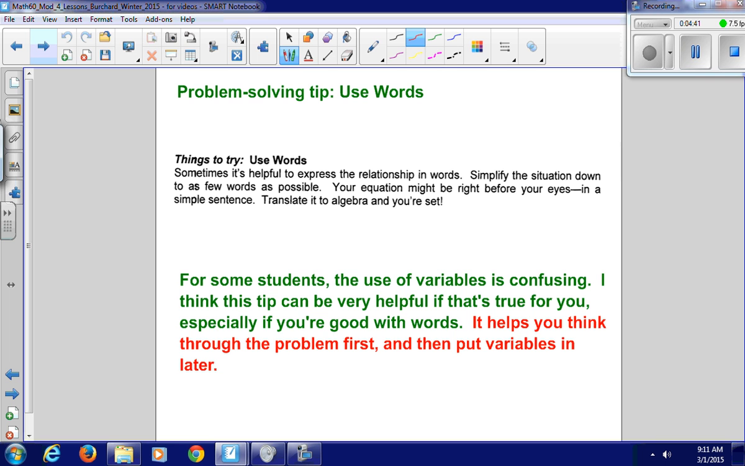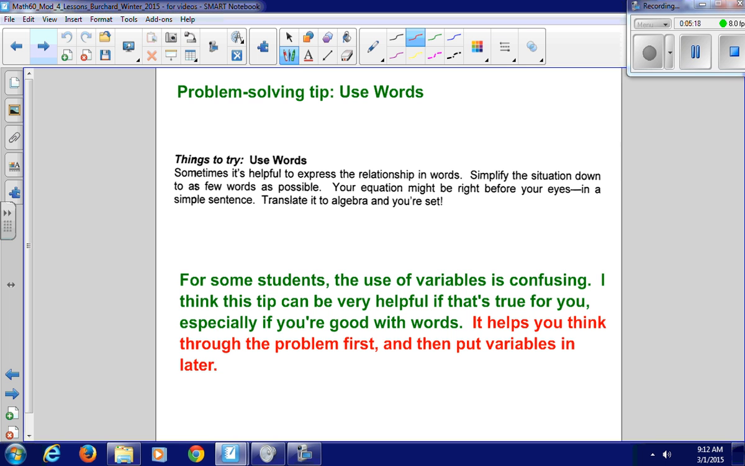So the first tip we're going to try is use words. What we mean by that is that sometimes it helps to take a complicated word problem and boil it down into expressing the mathematical relationship in words. Obviously the word problem has a lot of words in it, but we're talking about simplifying the situation down to as few words as possible. And sometimes when you do that, it really helps you find the equation that you need for your problem.